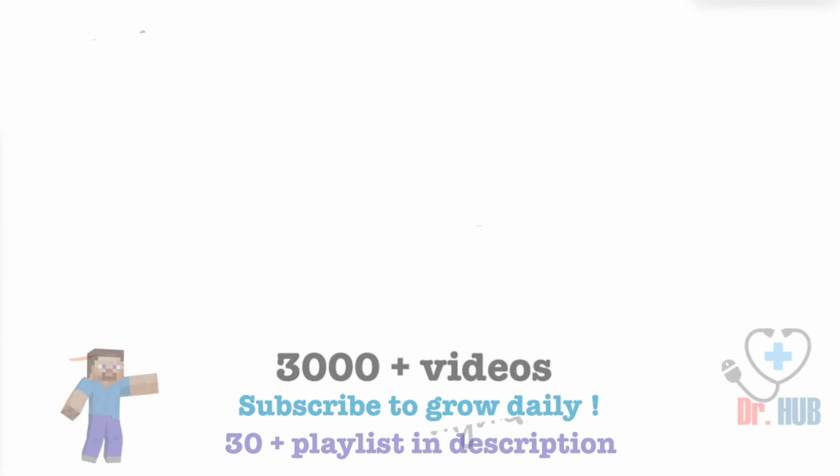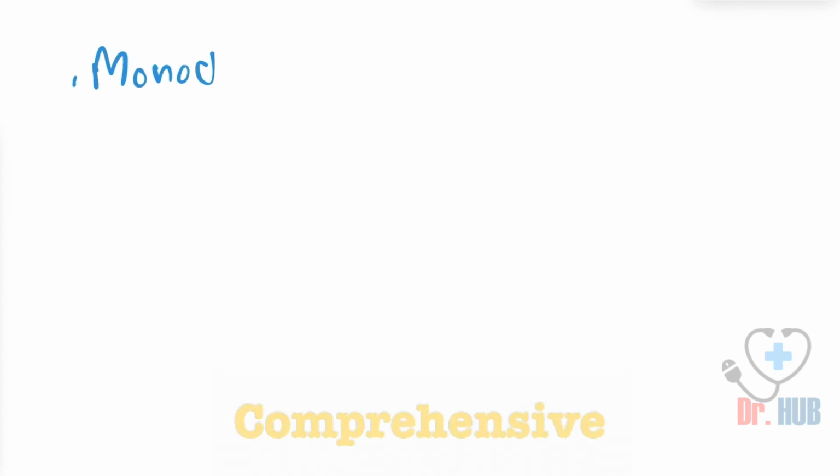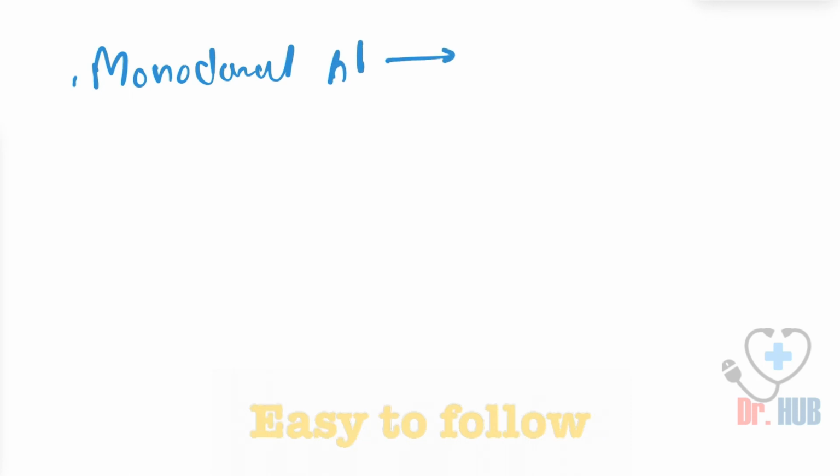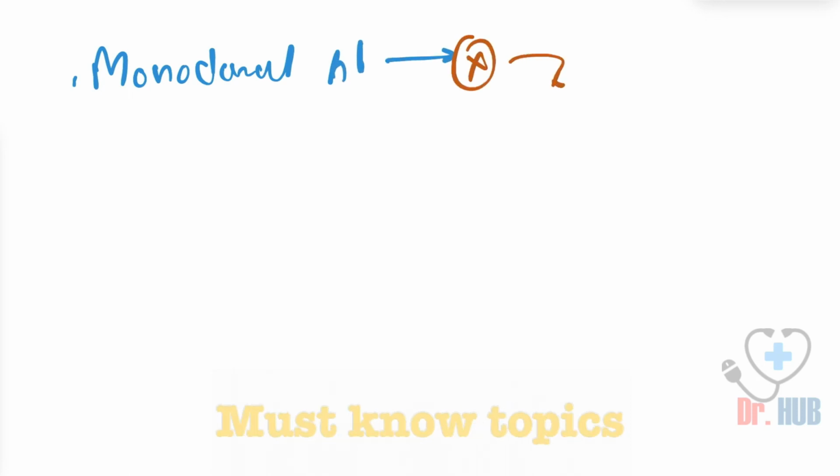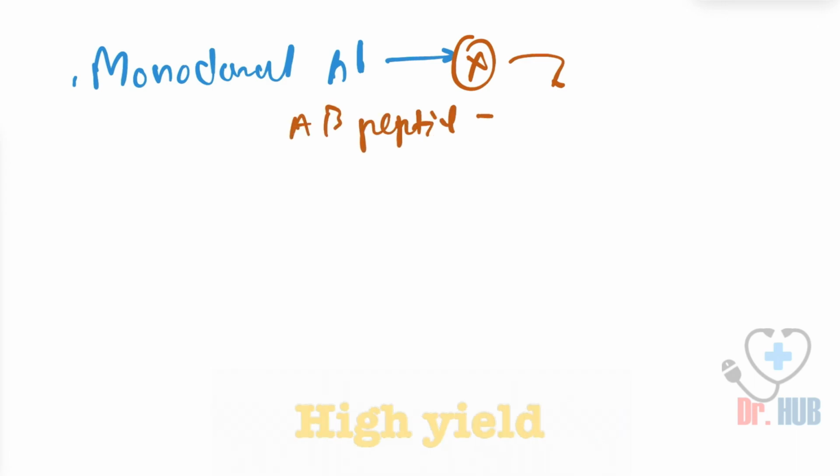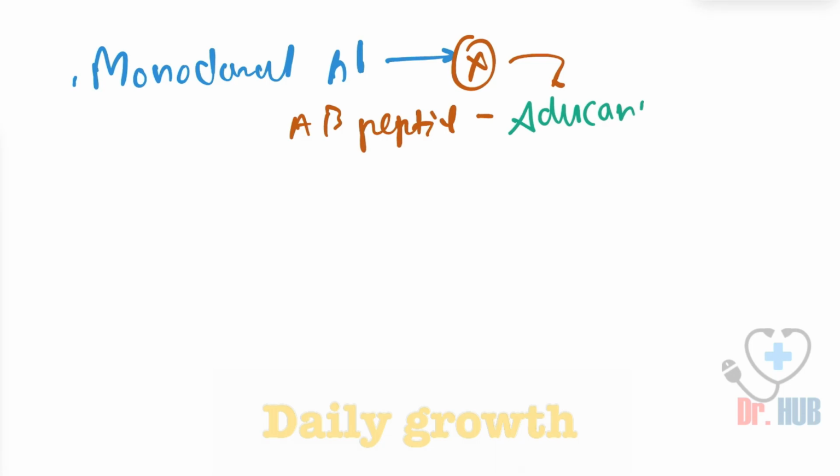Then looking at the monoclonal antibody, there is also a category of monoclonal antibody against the amyloid beta peptide, and this is aducanumab.